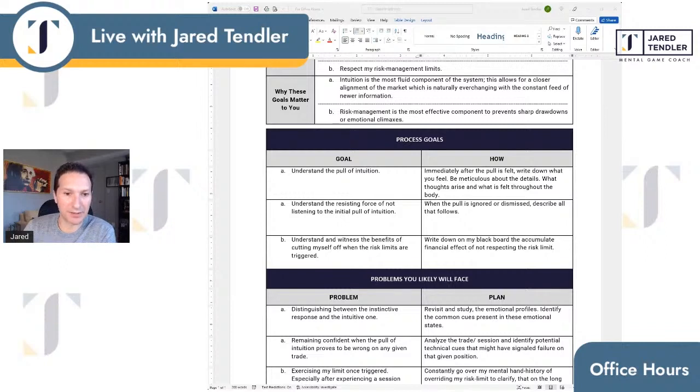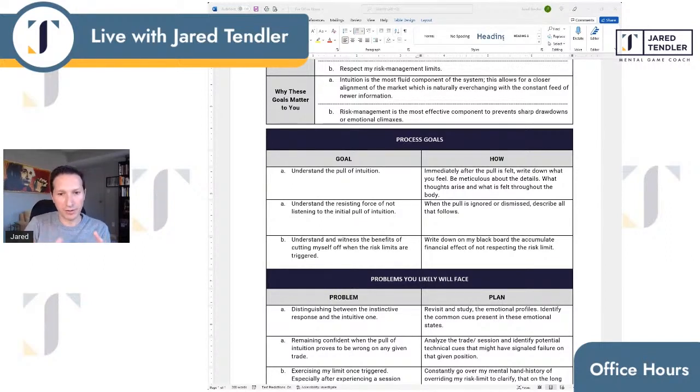Understand and witness the benefits of cutting myself off when the risk limits are triggered. Write down on my blackboard the accumulated financial effect of not respecting the risk limit. So you can see that this person is attempting to use kind of pain and punishment as a form of learning, right? So when the pull is ignored, right, in the previous one, or when I'm not respecting my risk limits, let's use the loss on that board as a way of making it obvious.